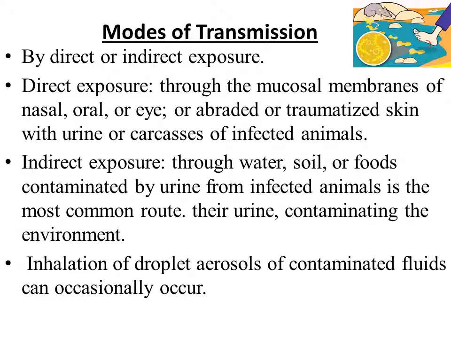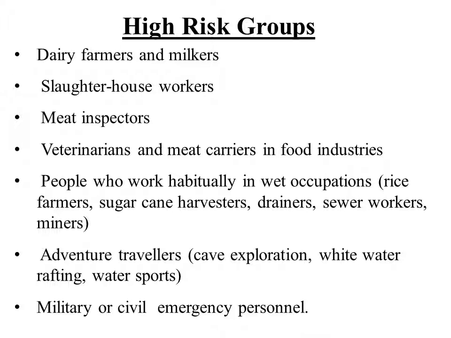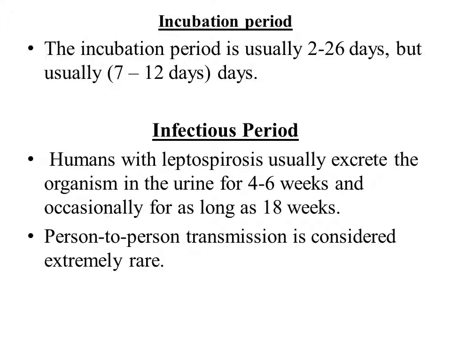Persons who are at risk include dairy farmers, veterinary and meat carriers, for example, persons who work in rice fields, and persons who are in the military. Now, the incubation period is 2 to 26 days. However, the infectious period, for example, with a human with leptospirosis, could go as long as 18 weeks of the organism being excreted in their urine.